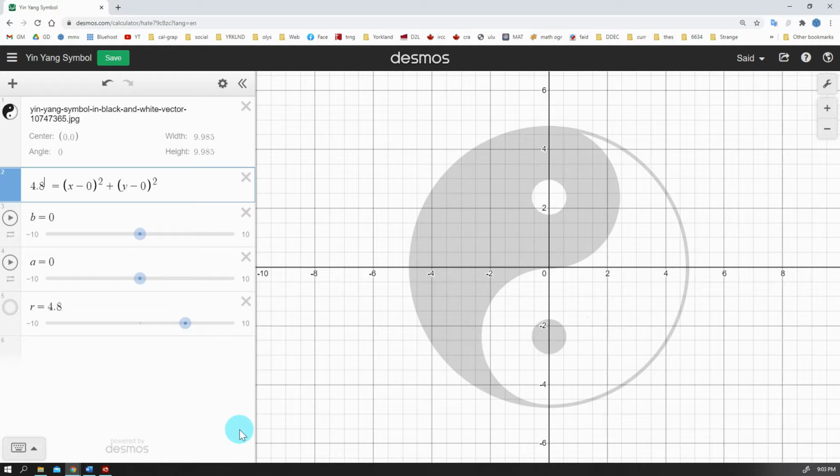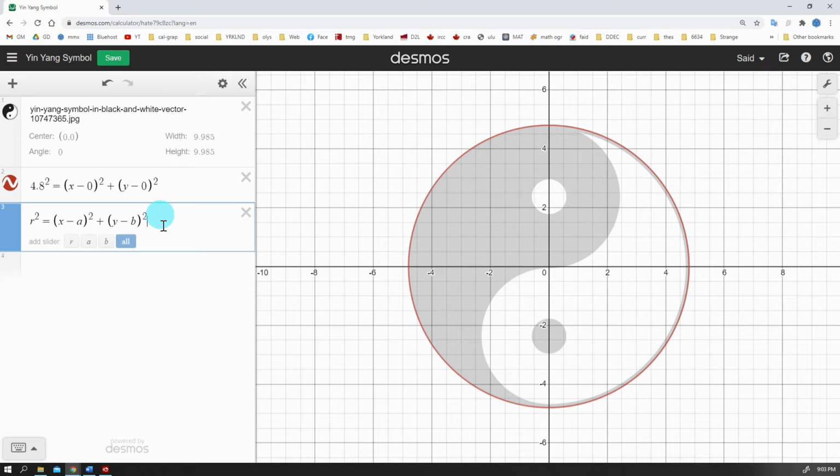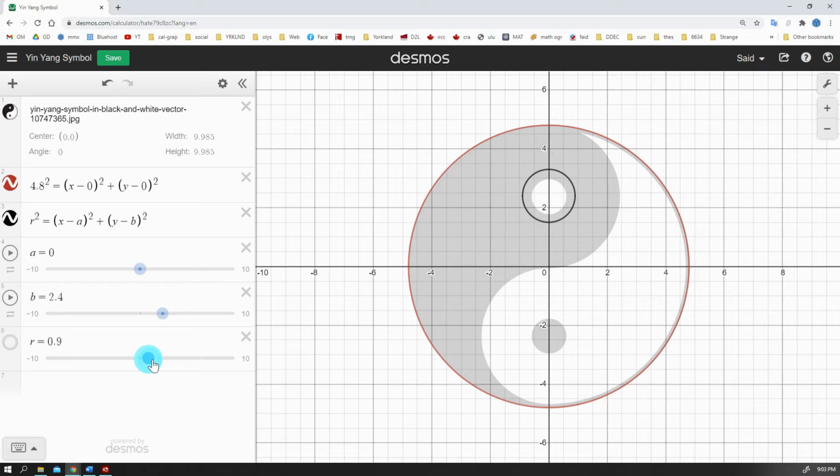Let's work on this little circle at the top. Okay, so the same idea. Use sliders and get the circle, and then write the values for A, B, and R. Done. That's great. You see, guys, I think you will find it easy.